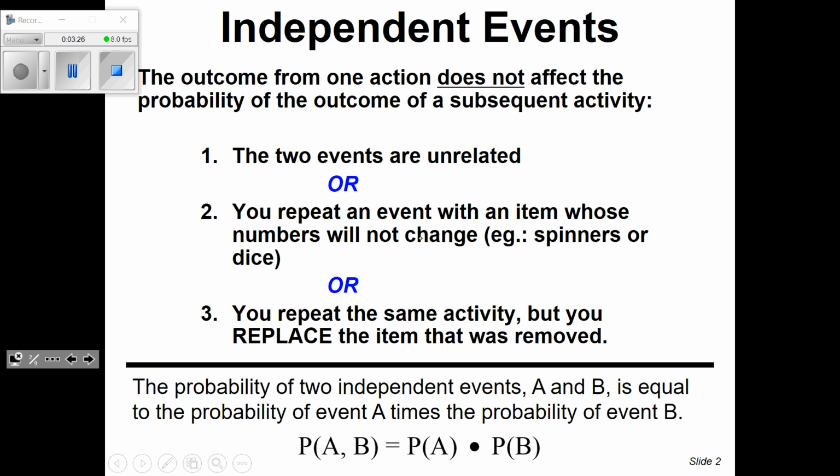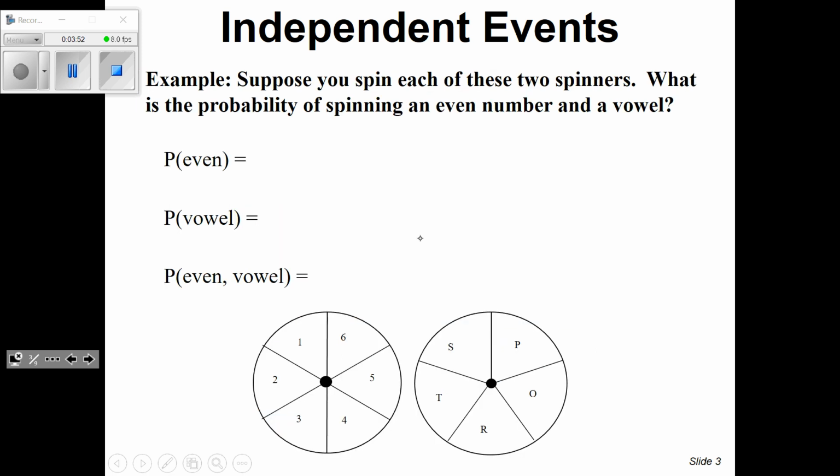All right, so once we have this formula written down here at the bottom of the page, we're going to look at an example of an independent event. Okay. All right, so this event here, it says, suppose you spin each one of these two spinners. What is the probability of spinning an even number and then spinning a vowel?